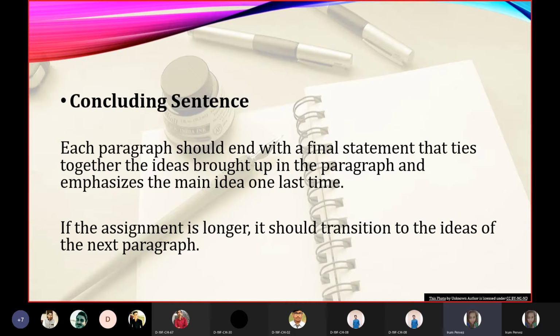But when we are writing essays and the assignment is a longer one, because we are writing more paragraphs, the concluding sentence acts like a transition from one idea to another idea. Then in the concluding sentence we write what is going to be expressed in the next ideas.